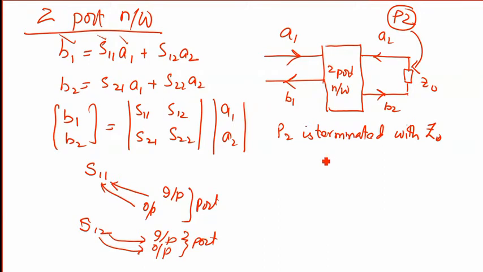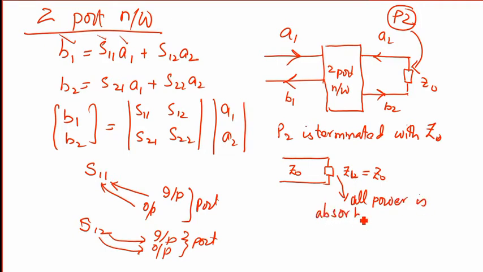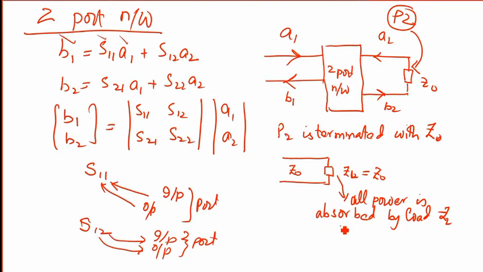So you already know that if the transmission line has a characteristic impedance Z0 and it is terminated into a load ZL that is equal to Z0, what will happen? All the power is absorbed by the load ZL. When all power is absorbed, it means that there is no reflection.